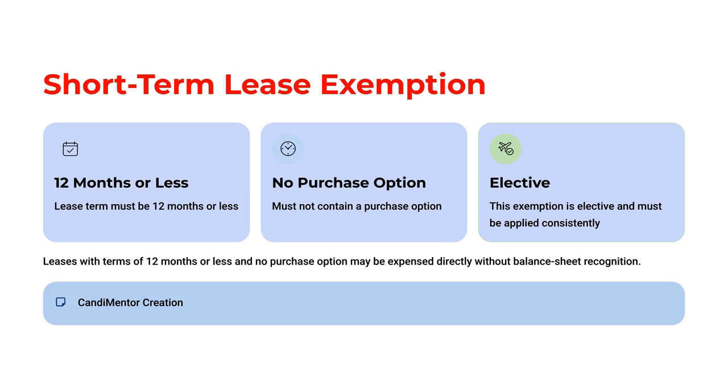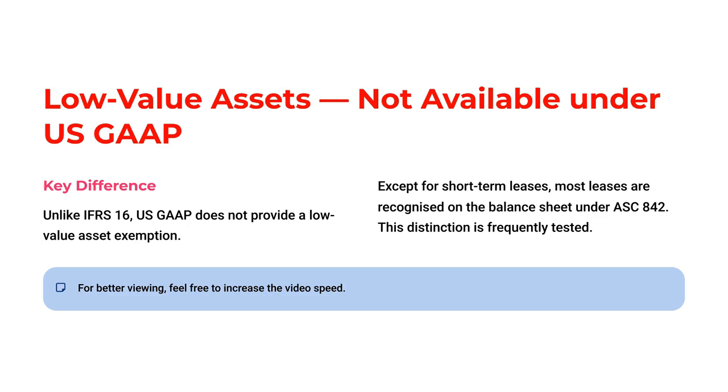Short-term lease exemption. Leases with terms of 12 months or less and no purchase option may be expensed directly without balance sheet recognition. This exemption is elective and must be applied consistently. Low-value assets, not available under US GAAP. Unlike IFRS 16, US GAAP does not provide a low-value asset exemption. Except for short-term leases, most leases are recognized on the balance sheet under ASC 842. This distinction is frequently tested.